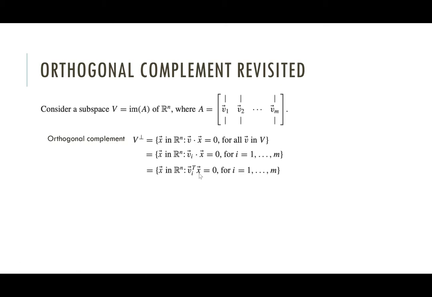Wait, did I say that right? 1 by m, yeah, I did. Okay, so what did that get us? Well, this tells us that the orthogonal complement of the image of A is actually going to be the kernel of the matrix A transpose.